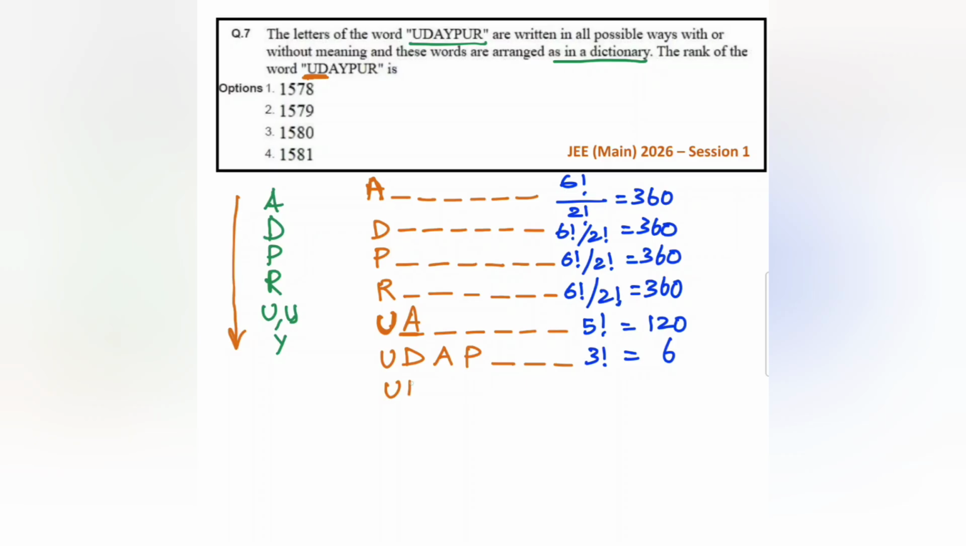So after UDA, after P, it comes R. Again 1, 2, 3, which is again 3 factorial, equal to 6. And then UDA, after R comes U. Again 1, 2, 3, which becomes again 3 factorial, equal to 6. And then UDA, after U comes Y. A very interesting thing here is the first four letters are the same, UDAY and UDAY. So you have to fix the next letter.